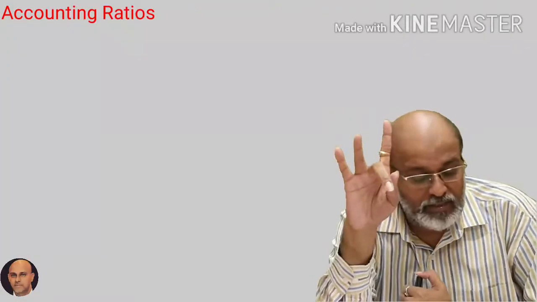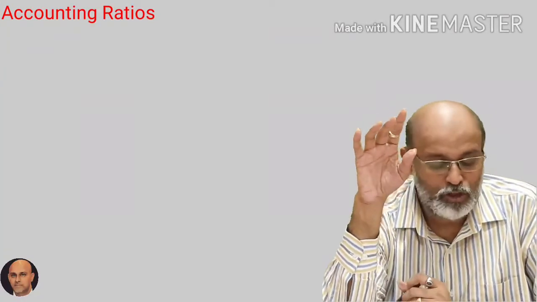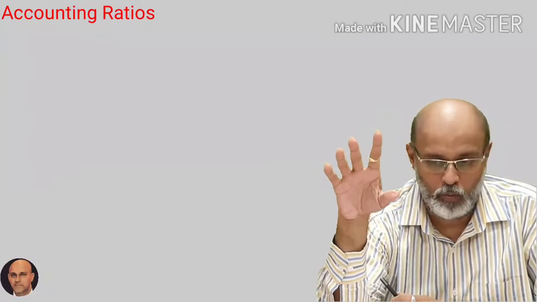So your current assets will become 4,50,000. From 5,25,000 you are going to minus 75,000. So your current assets becomes 4,50,000. Your current liabilities is 3 lakhs. So the ratio is 1.5:1.